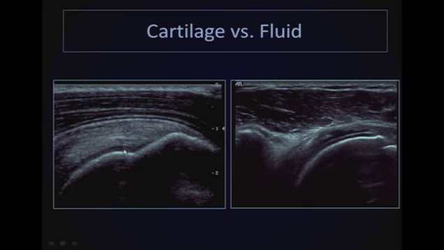Now the cartilage, which is part of covering the humeral head here, can be mistaken for fluid because cartilage can appear anechoic on the images. And it's important to know that. Again, knowledge of the anatomy and the ultrasound appearance is important.